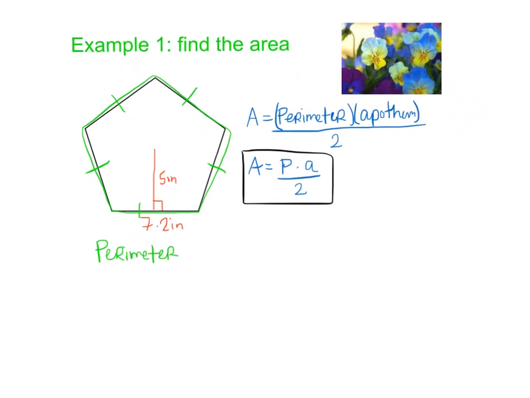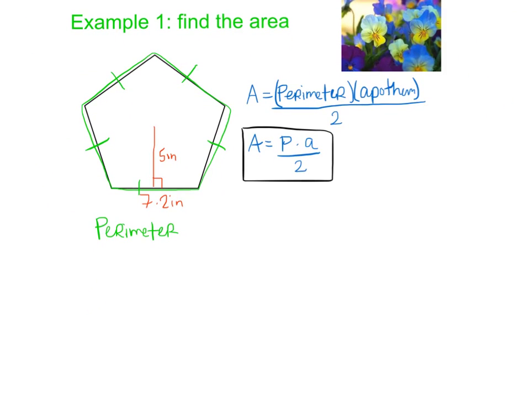I'm going to make this a little bit smaller so we can fit everything in. So I know if each side is 7.2 inches, if I multiply that by 5, I should get the perimeter. 5 times 2 is 10. 5 times 7 is 35 plus 1 is 36, and I have 1 decimal place. So that means my perimeter is 36 inches. Great, that's the first part that's going to go right here.